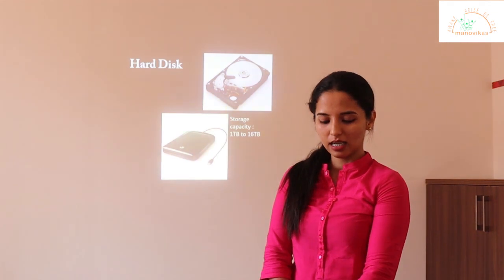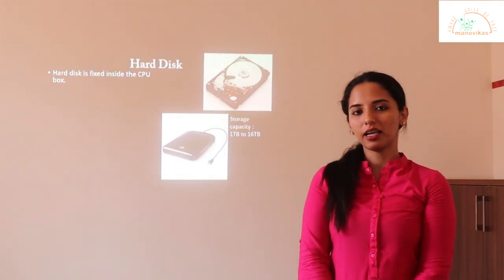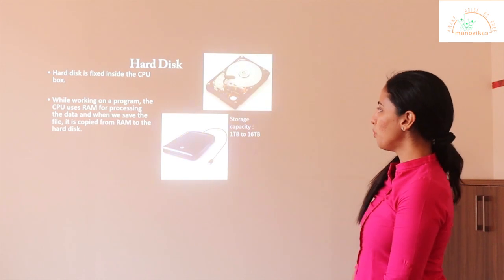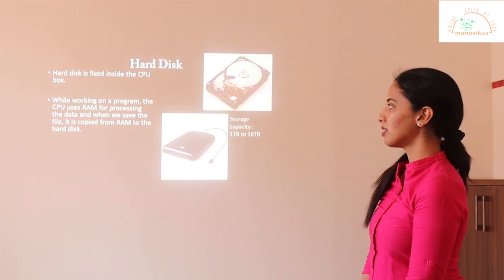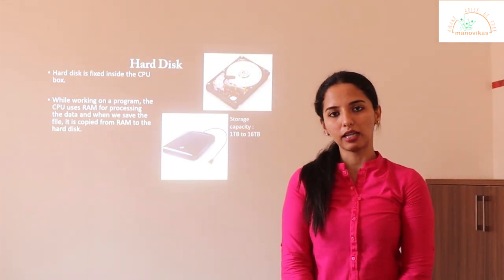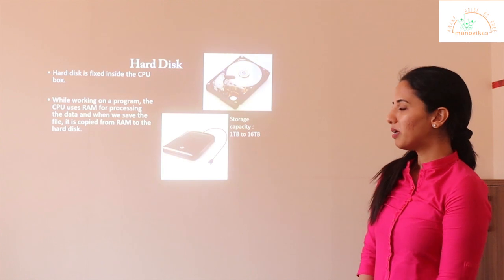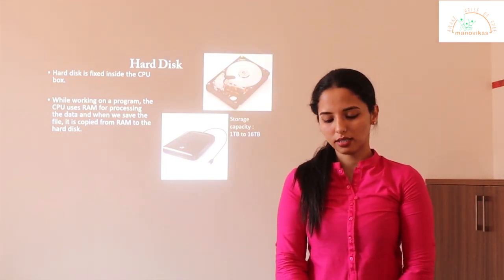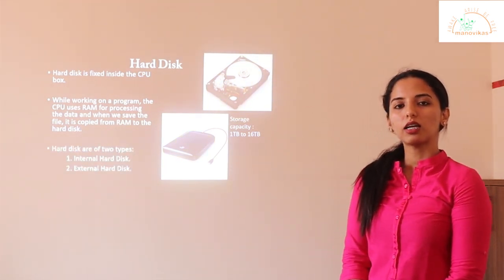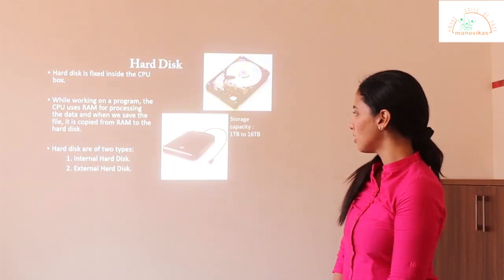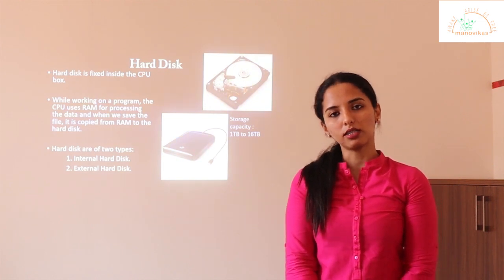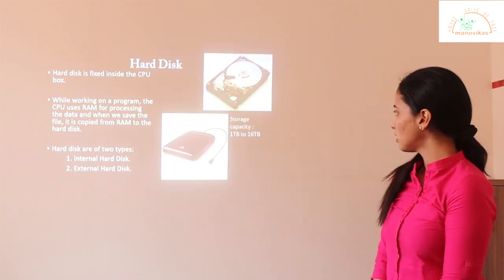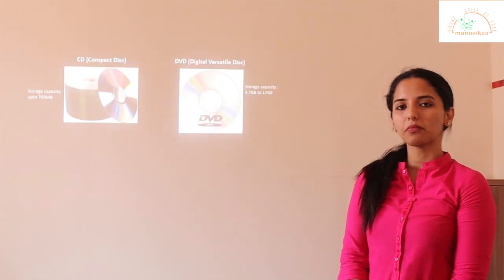External memory or the secondary memory. Hard disk. Hard disk is fixed inside the CPU box. While we are working on a program, the CPU uses RAM to process the data. When we save the file, the RAM copies the data to the hard disk. There are two types of hard disk, internal and external hard disk. The storage capacity of this hard disk varies from 1 TB to 16 TB.